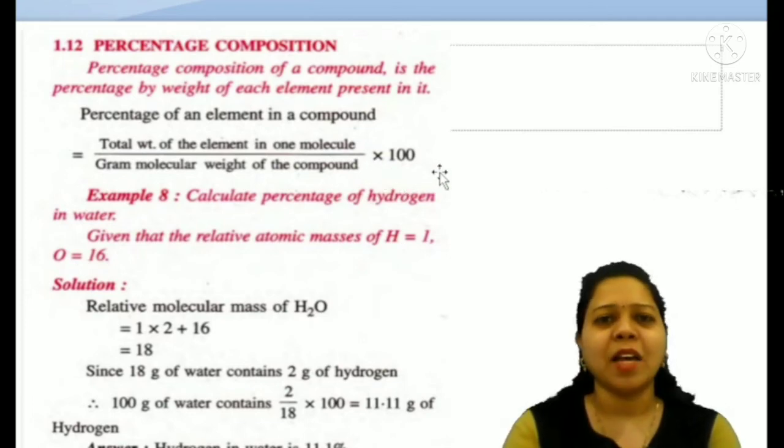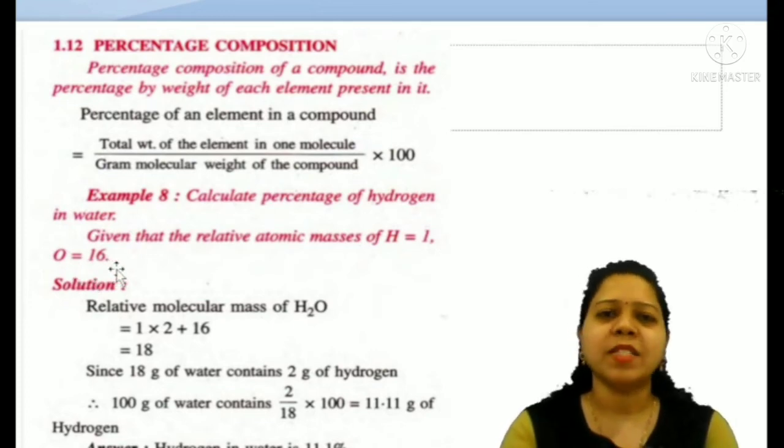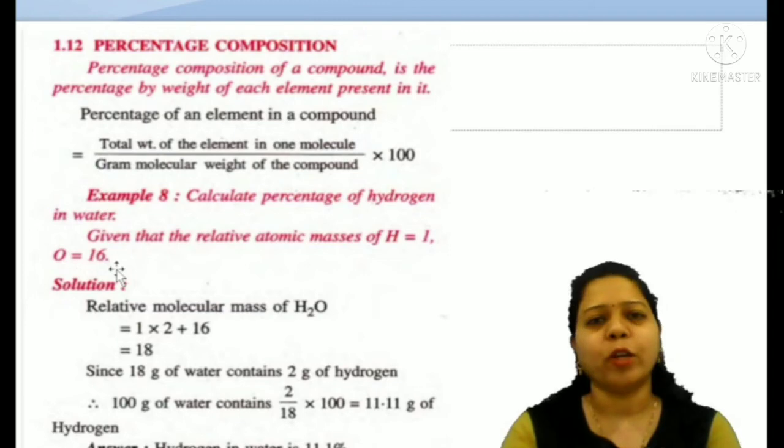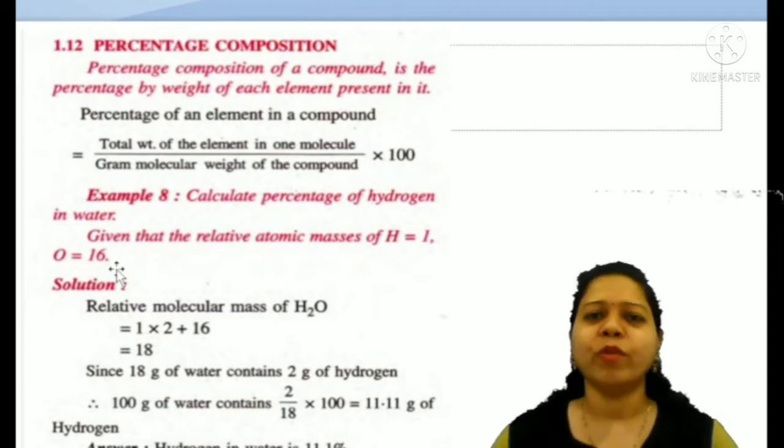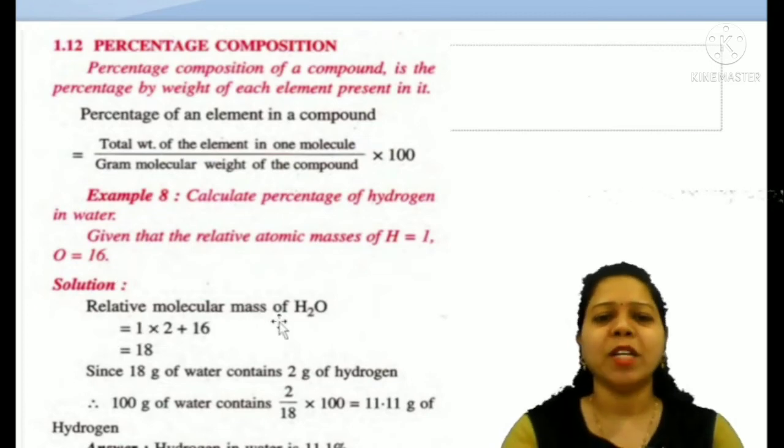We'll see some examples of how to calculate the percentage composition. Calculate the percentage of hydrogen in water. Given that the relative atomic mass of hydrogen is 1 and the relative atomic mass of oxygen is 16. Mostly in exams they will also provide the atomic masses, so don't worry about how to calculate the molecular mass and percentage composition. Here the relative molecular mass of water is 18.